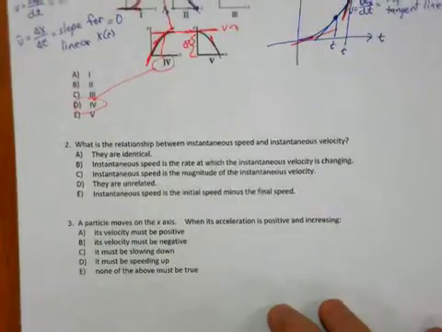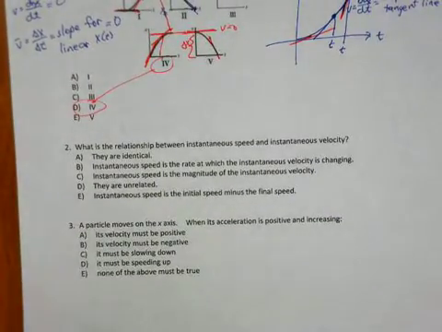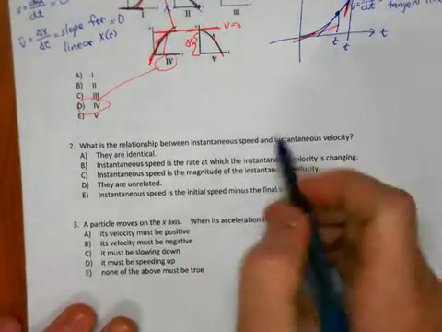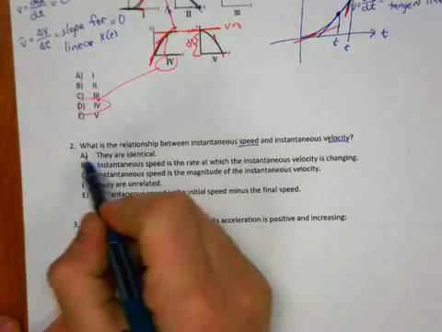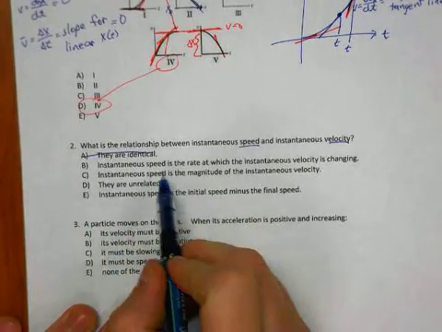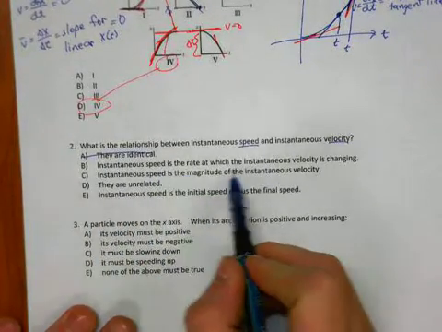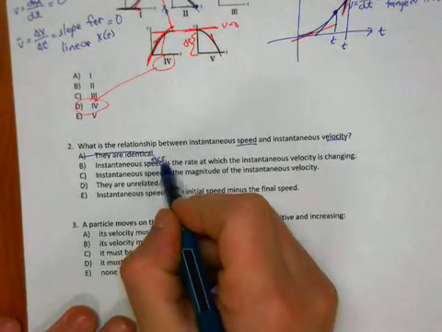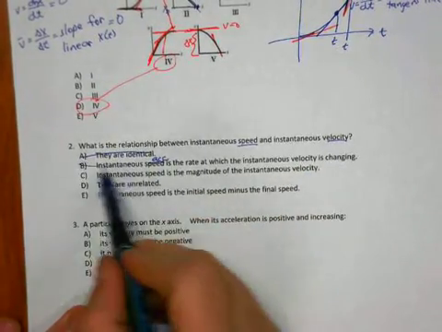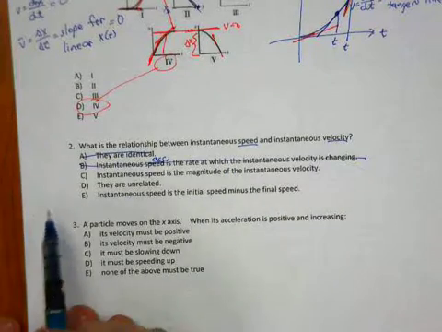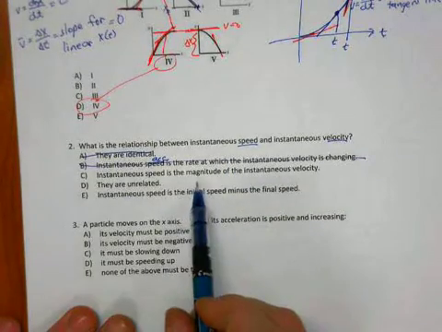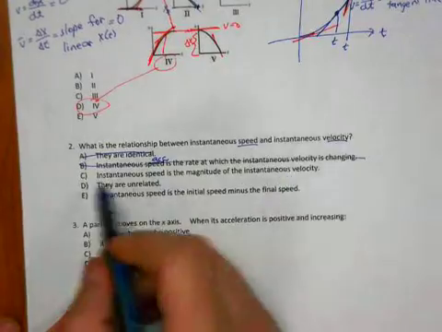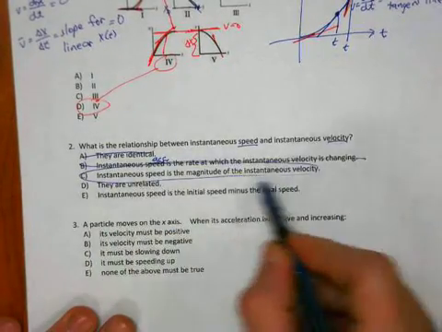So moving on, what is the relationship between instantaneous speed and instantaneous velocity? Well, speed and velocity are not identical. Instantaneous speed is the rate at which instantaneous velocity is changed. Nope, that's instantaneous acceleration. So this is out. Instantaneous speed is the magnitude of instantaneous velocity. This is the right answer.